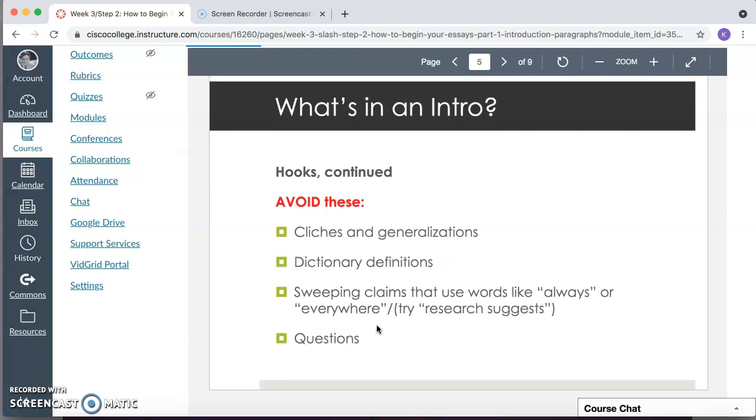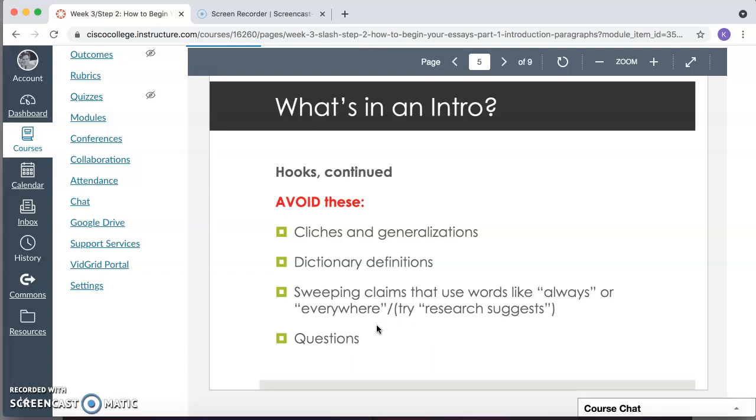Here's what to avoid in your hooks. No cliches and generalizations, no definitions. Please do not begin any essay with a definition. That is deadly, it's boring. Your reader will check out and not be interested in whatever it is you have to write.